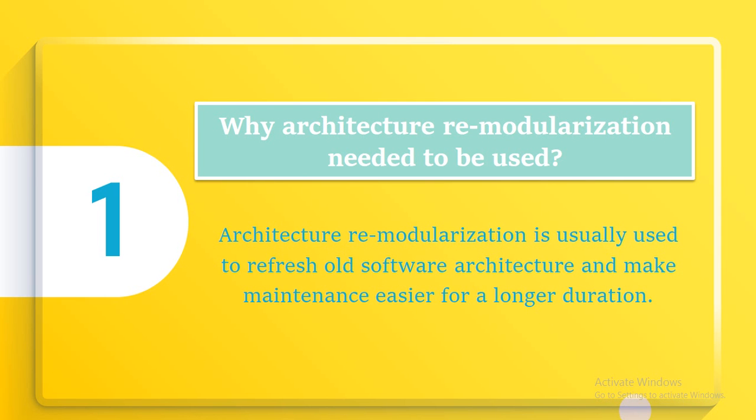A question arises: why is architecture remodularization needed? Architecture remodularization is usually used to refresh old software architecture and make maintenance easier for a long duration. It is very important to know why we use it. It helps refresh old software architecture and old software modules which are complex and need more cost to maintain, and we need to reconstruct those modules and replace them in the software architecture.